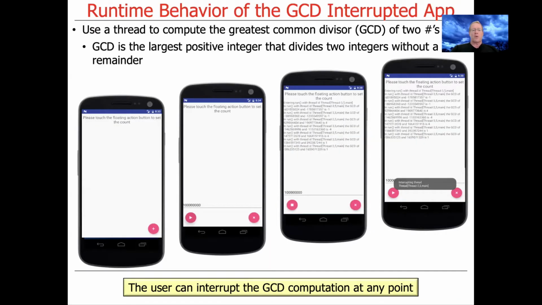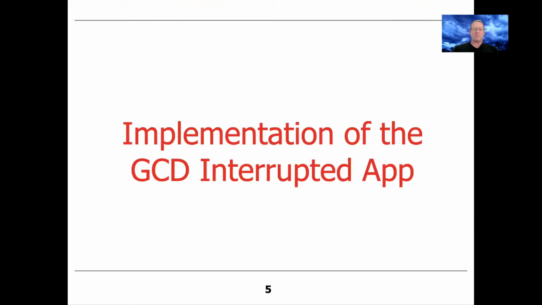What we're going to do here is use a thread to compute the GCD of two numbers. I'm sure you all know, probably from 7th grade or 5th grade, that the GCD is the largest positive integer that divides two integers without having a remainder. What's interesting about this particular application is that the user can interrupt the GCD computation at any point along the way by clicking the interrupt button. And you can see here it'll basically stop the program.